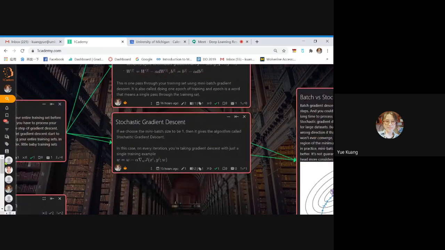And if we choose the mini batch size to be 1, then it gives the algorithm called stochastic gradient descent. In this case, on every iteration, you are taking a gradient descent step with just a single training example, x^{i}, y^{i}. So the equation looks like this.